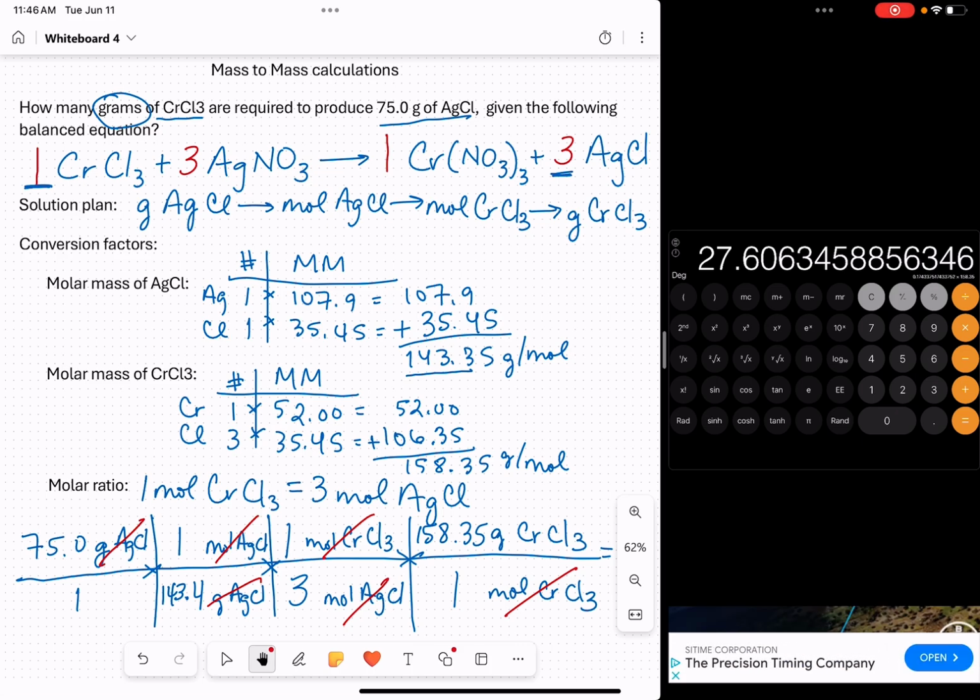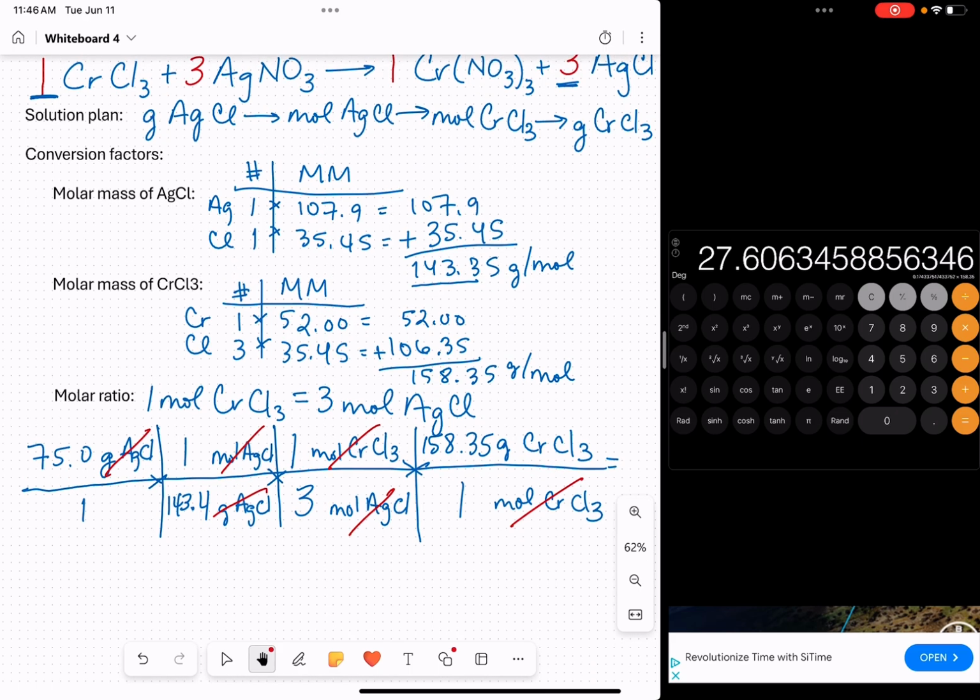And the answer is 27.6. I have 3 significant figures in my given number right here. 75.0 has 3 significant figures. So I'm going to keep 3 significant figures. The number after this 6 is less than 5, so I'll just drop everything off after that, no rounding up. So the final answer is 27.6 grams of chromium 3 chloride.